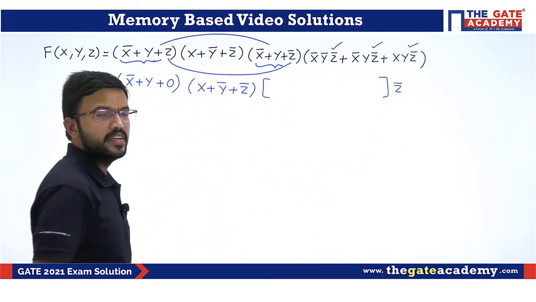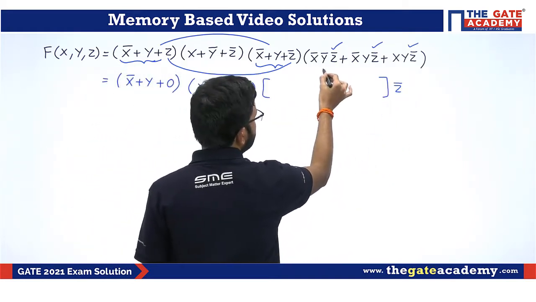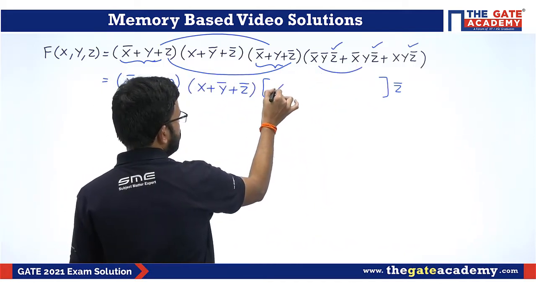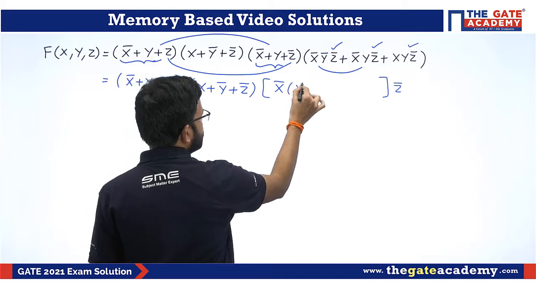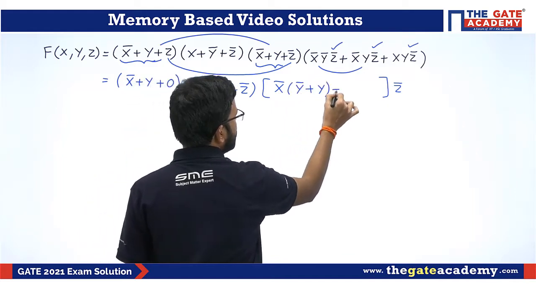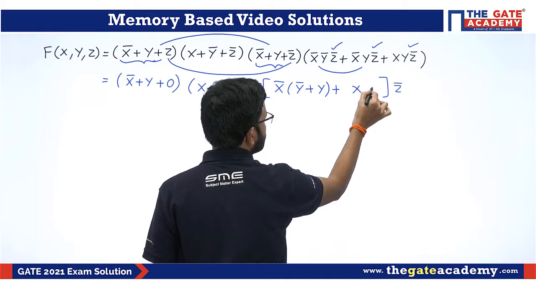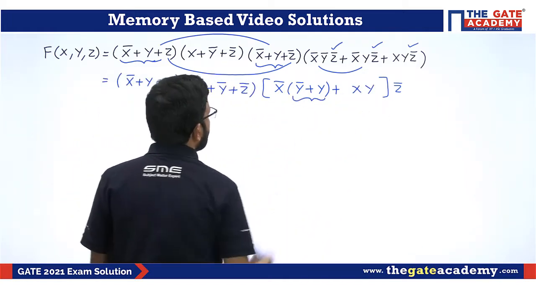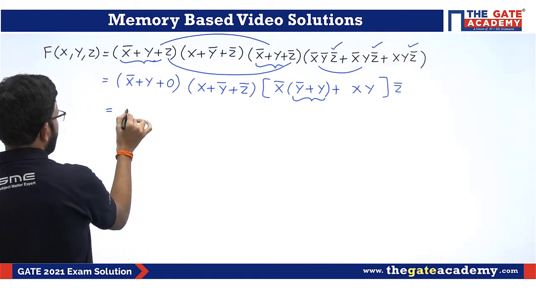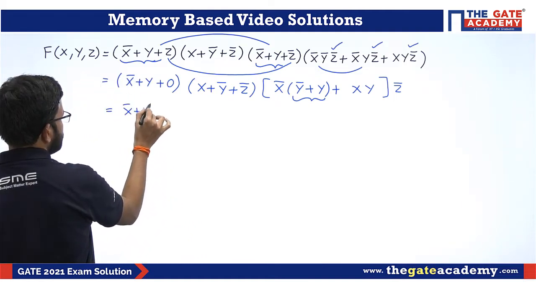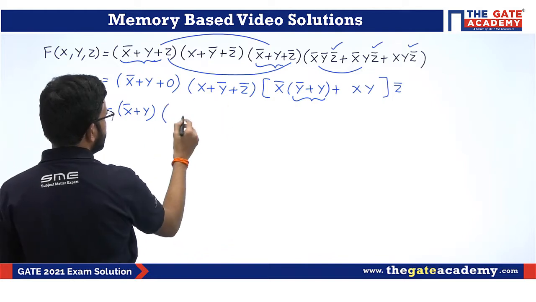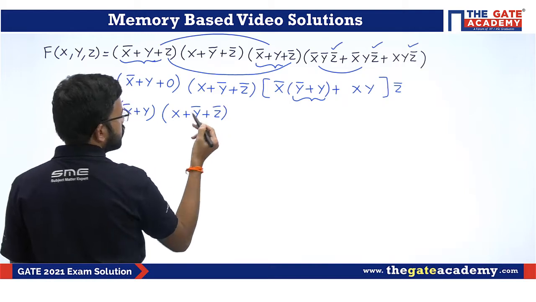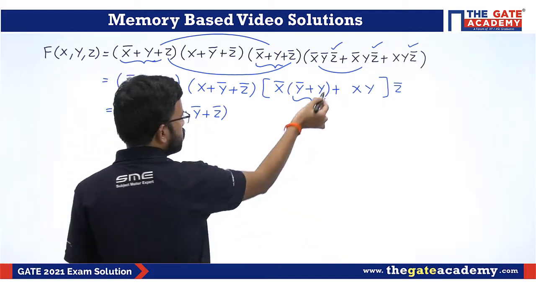And then just observe these two, x bar y bar plus x bar y, right? So if you take x bar common, then you will get y bar plus y, plus, here you are having x bar. So this term y bar plus y is 1. Okay. So from here I am writing x bar plus y as it is. Then here you are having x plus y bar plus z bar. Okay. So here this value is 1.